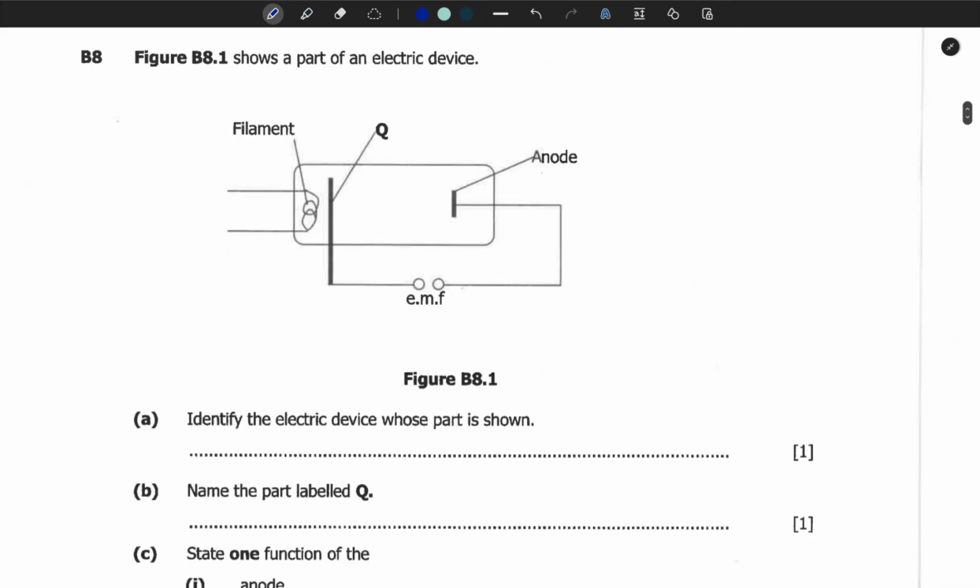Figure 8.1 shows a part of an electric device. Identify the electric device whose part is shown. So it is a cathode ray oscilloscope.